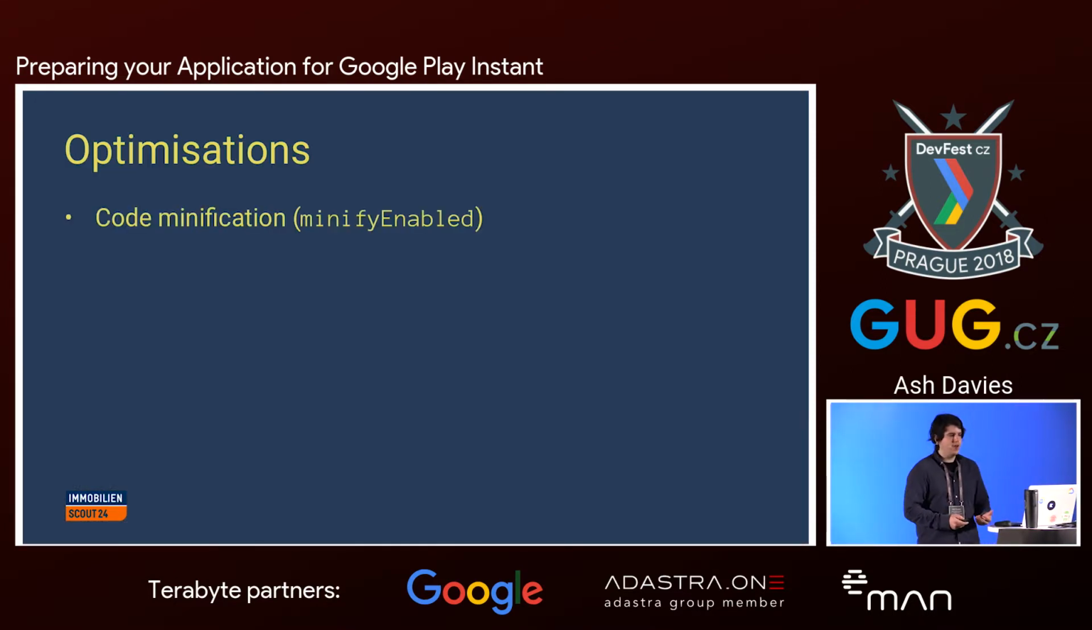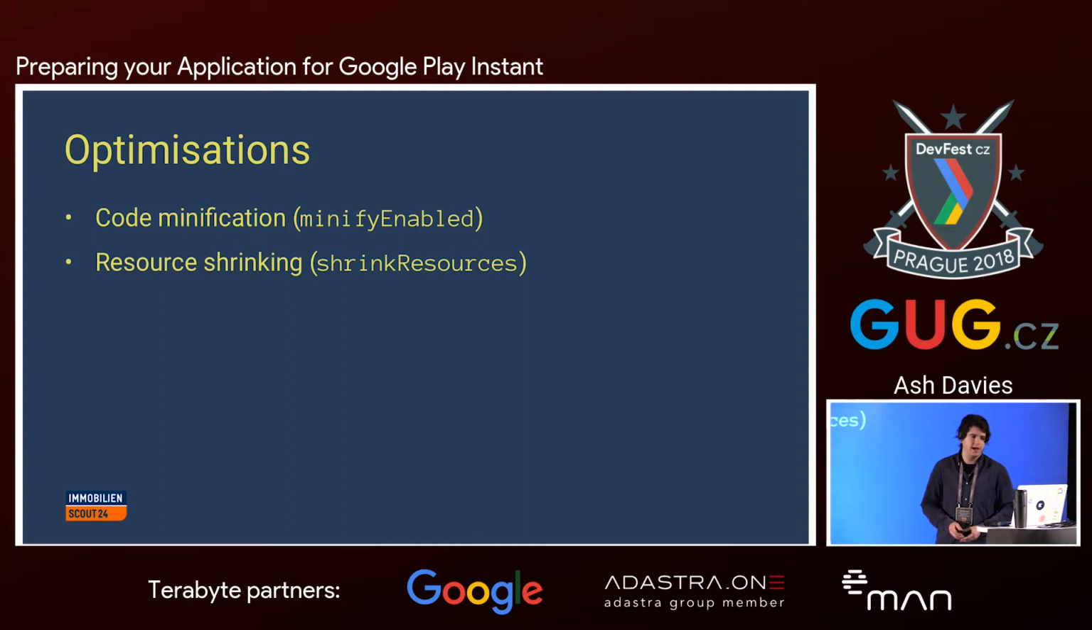So you start off with code minification. This is minifyEnabled. You can use this with ProGuard or R8. You're probably already familiar with it. If you're not, I recommend going and checking it out, because this will make your APK much smaller. You have resource shrinking. This is parameterized in the same way as your minifyEnabled.